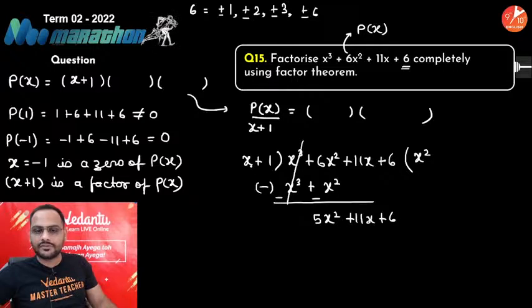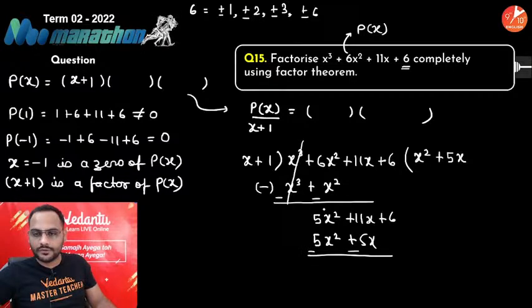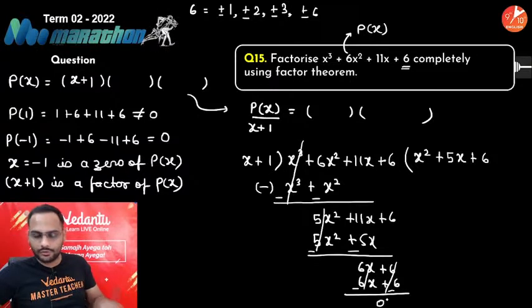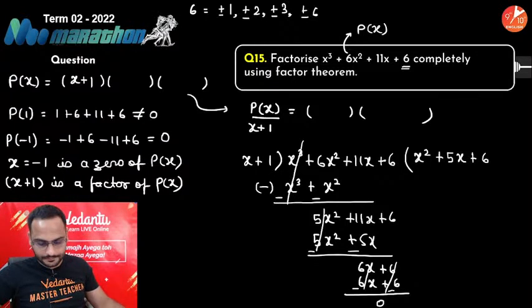How do I create 5x square from x? Multiply with 5x. 5x into x is 5x square. 5x into 1 is plus 5x. Subtract them, minus minus got cancelled. 11 minus 5 is 6x plus 6. Multiply with 6. So 6x plus 6, and remember remainder has to be 0. If remainder is 0, that means you are doing it correctly.